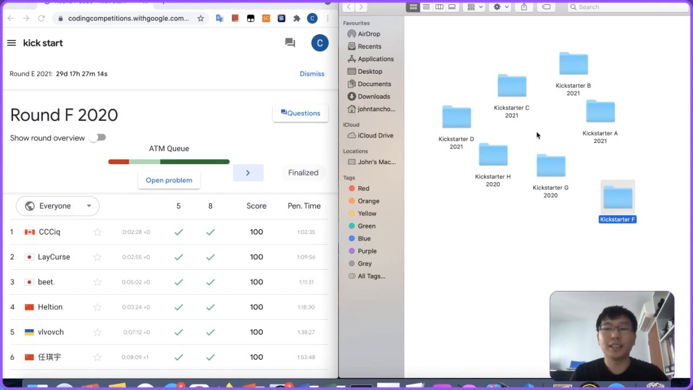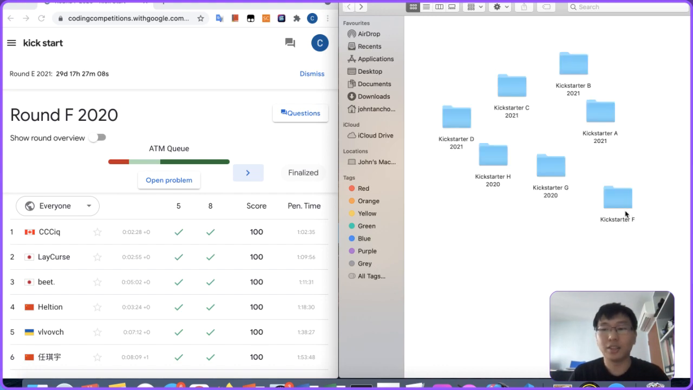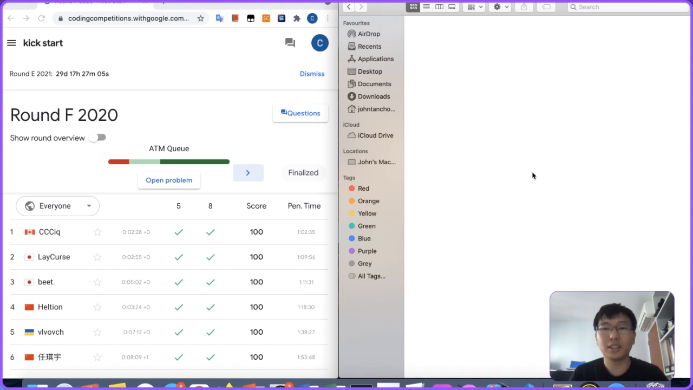Kickstart round G. The last time round I got stumped at the lock problem. It was kind of weird because you couldn't do a brute force. You had to do some sort of mathematical way to ensure the minimum number of turns needed for the lock. But it's okay. Today we will do round F.